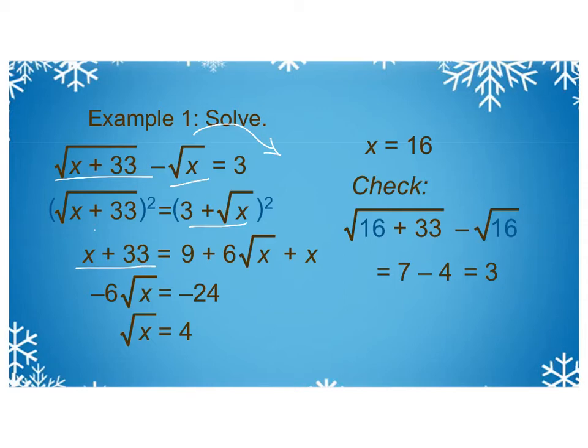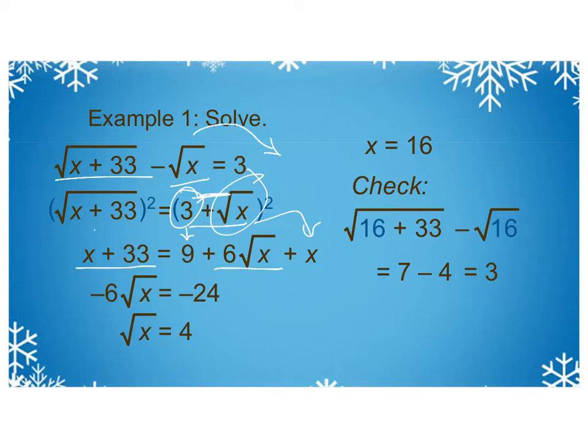But now remember, we have to FOIL this. You can't do 3 squared and root x squared. You have to FOIL. You're going to get 3 terms. You're going to get 3 squared, which is 9, root x squared, which is x, and then twice the cross product, 2 times 3 times root x, 6 root x. That's the formula.